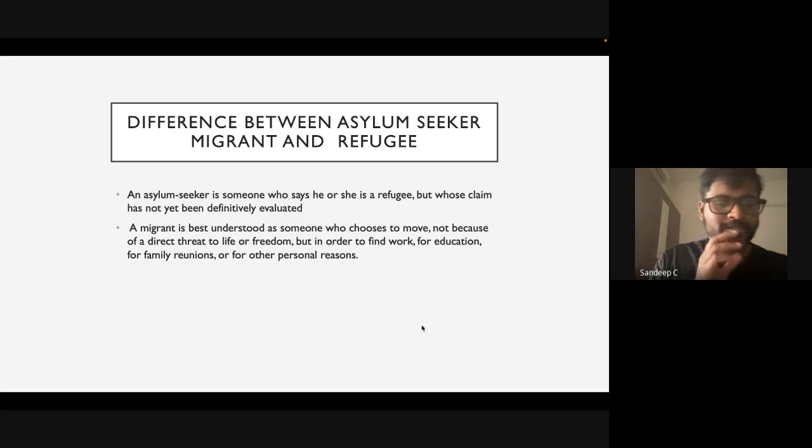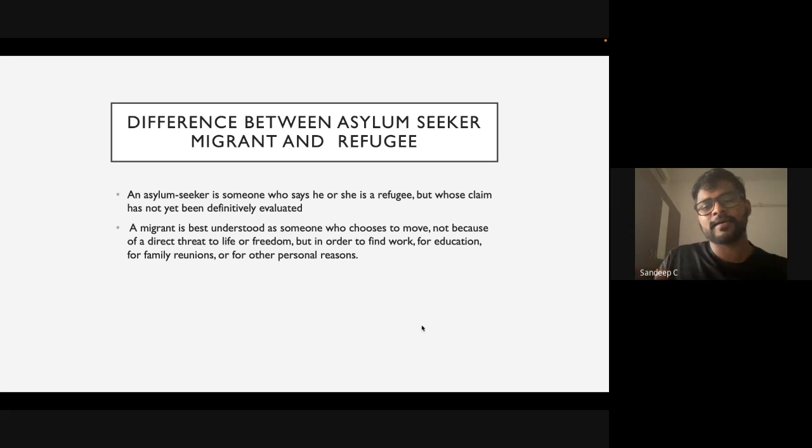And in many other countries, like the United States and European countries, asylum seekers also include refugees who are awaiting their validation, or verification. People who are awaiting verification of their refugee status in the country where they are seeking refugee status are also called asylum seekers.